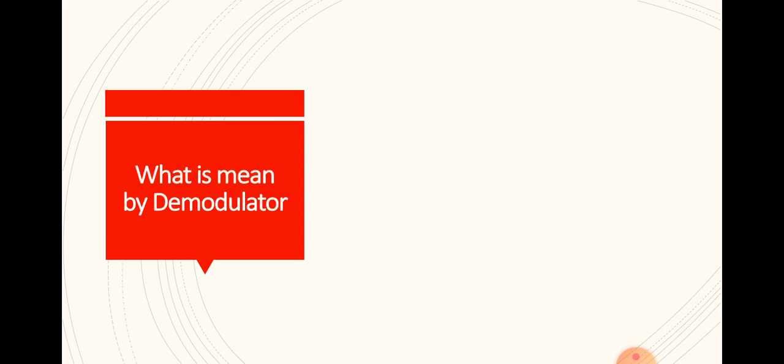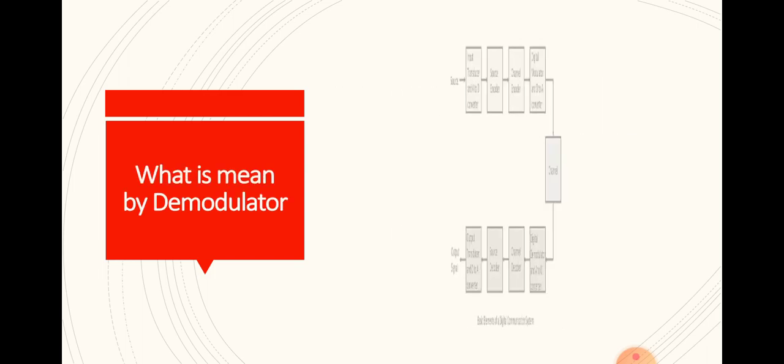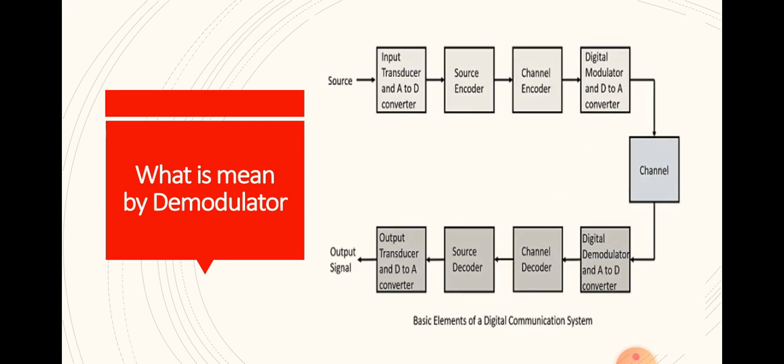So let us move towards the demodulator. What do you mean by demodulator? We know that in a modulation system, the modulated wave is transmitted by the transmitter. It travels through free space and is received at the receiver. Now at the receiver, a demodulator is used.